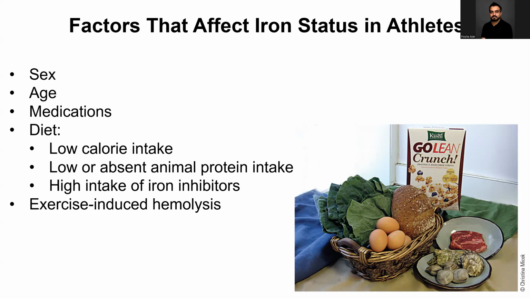There are different factors that affect iron status in athletes, like their sex, age, medications, because we have food drug interactions, and their diet: low calorie intake, low or absent animal protein intake, high intake of iron inhibitors like phytic acid and oxalate, inhibitors which are naturally found in foods. And also we have exercise induced hemolysis, which I explained in the previous lecture video.